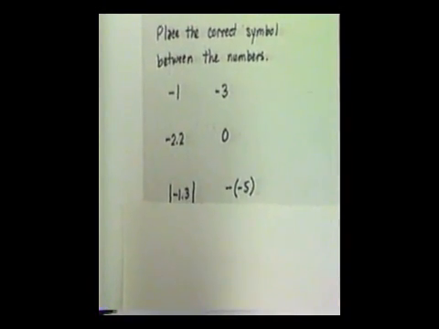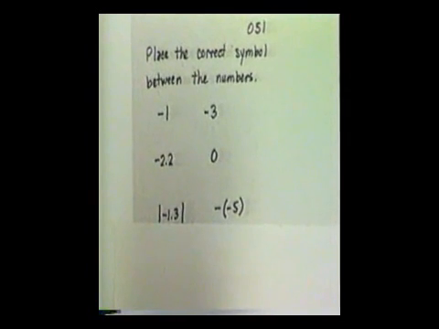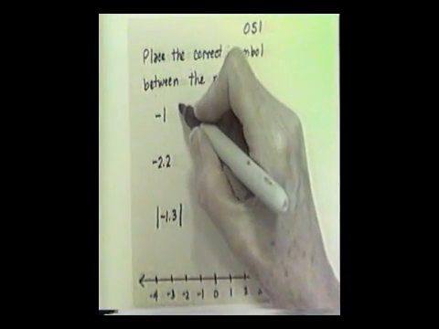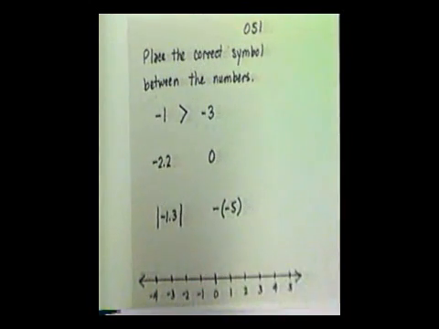Let's place the correct symbol, less than or greater than, between the numbers -1 and -3. Well, let's take our number line and let that help us out. Here's -1, here's -3. -1, that's mentioned first, is to the right of -3. That means -1 is greater than -3.